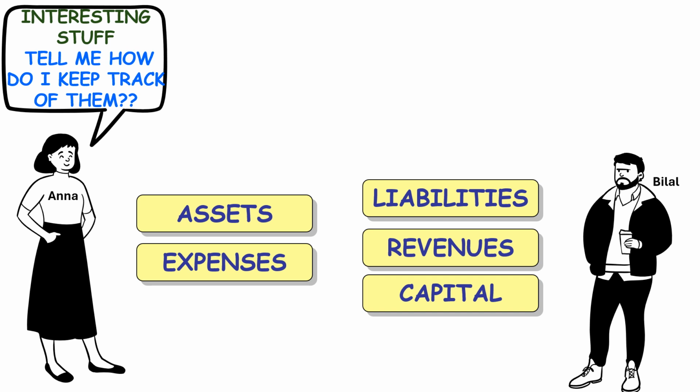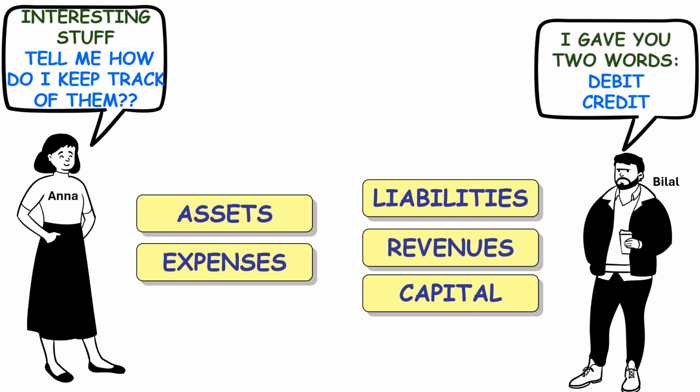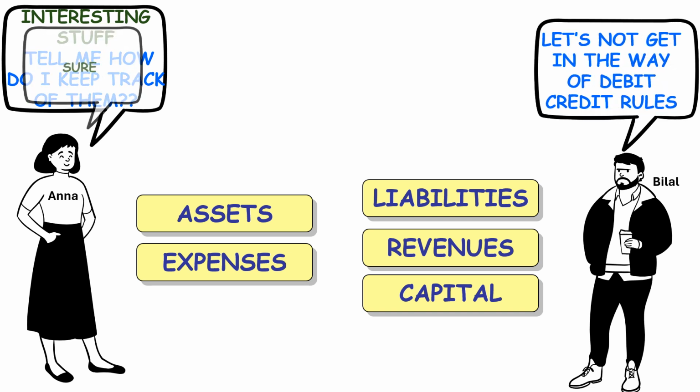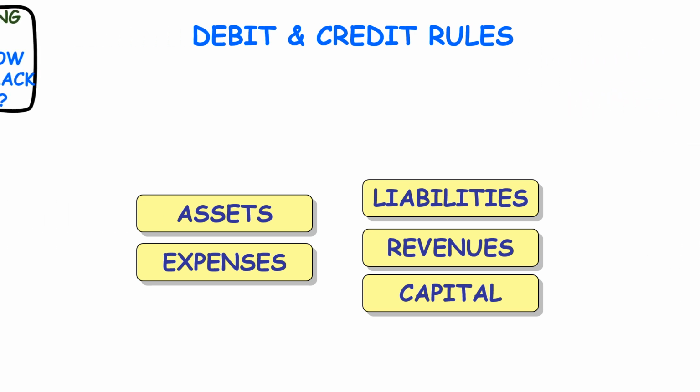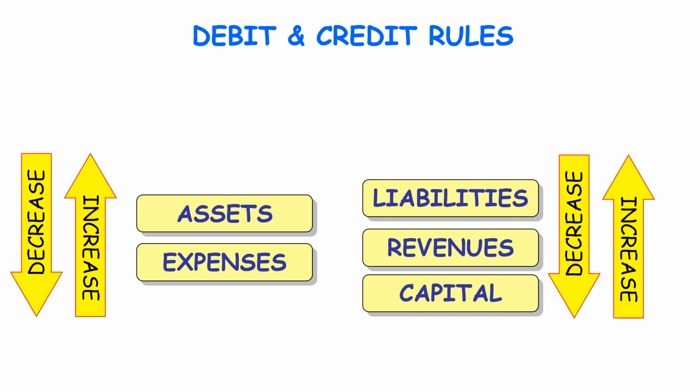Now, Anna is very interested in knowing more and knowing how to keep track of these five things. So Bilal explains that the first step in keeping track of these five things is to know the debit and credit rules. So Bilal goes on to explain those rules. So the debit and credit rules. Now whatever happens in the business either increases or decreases these five things. Now these increases and decreases are measured by debit and credit.